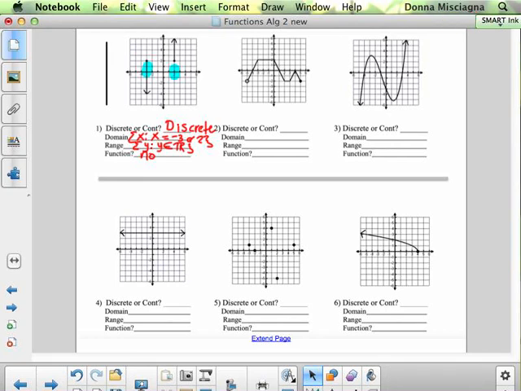All right, let's look at this one. Discrete or continuous. Right? There are no breaks in this graph. I have a starting and an ending point, but I have no breaks. So this is continuous.